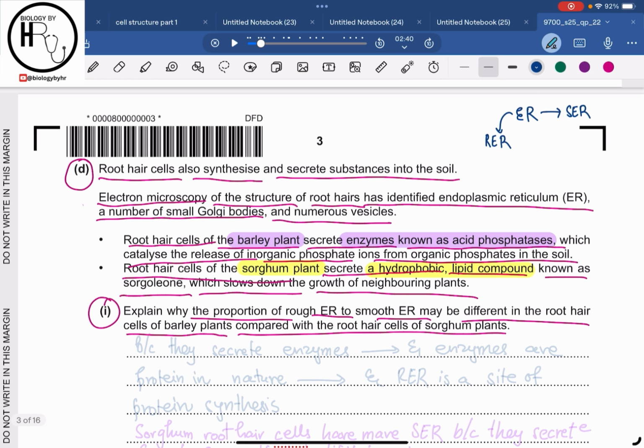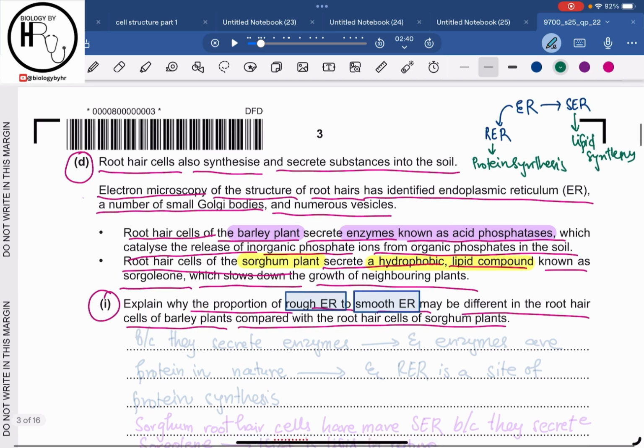Now in order to answer this question, we must know the function of the rough endoplasmic reticulum and the function of the smooth endoplasmic reticulum. The one-liner function for the rough endoplasmic reticulum is protein synthesis, right? And for the smooth endoplasmic reticulum it is lipid synthesis.